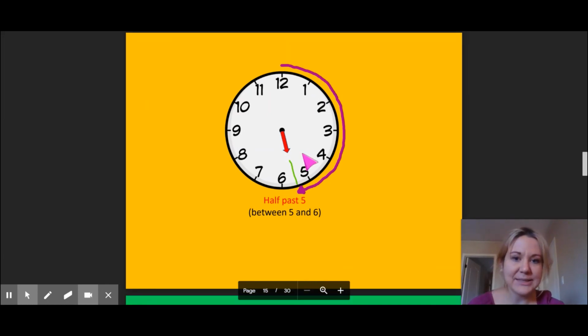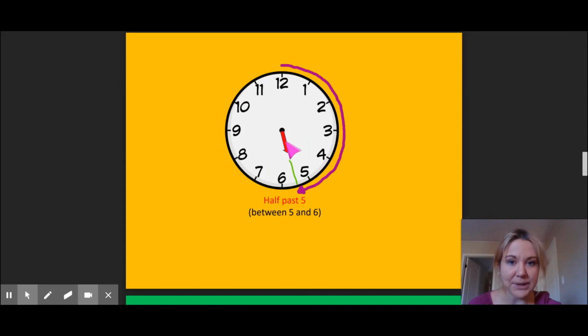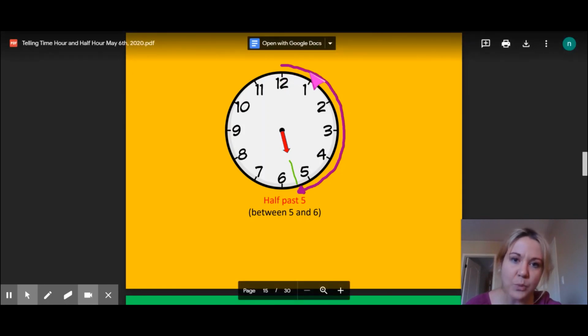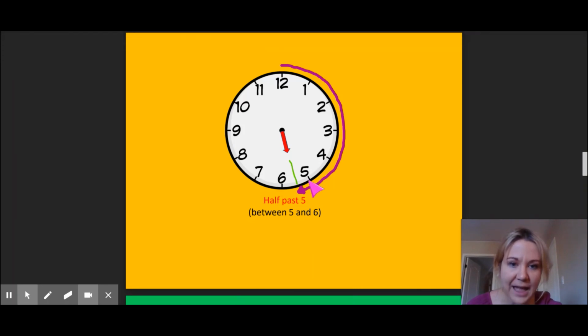All right, so this one, the hour hand is between two numbers. Which two numbers is it between? Good, the 5 and the 6. It's pointing halfway between the 5 and the 6, so it's half past. And if we follow around 1, 2, 3, 4, 5, stop. It hasn't made it to the 6 yet, so it's 5:30. Good.